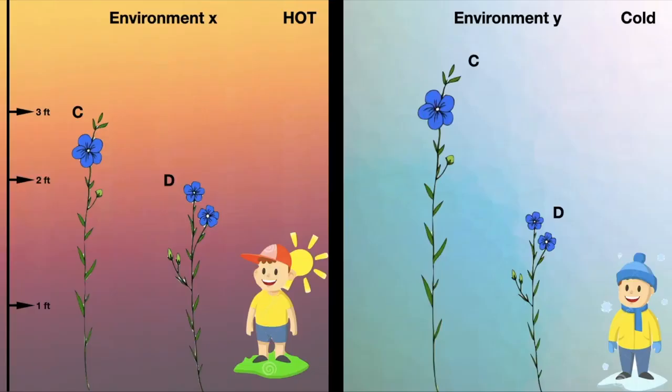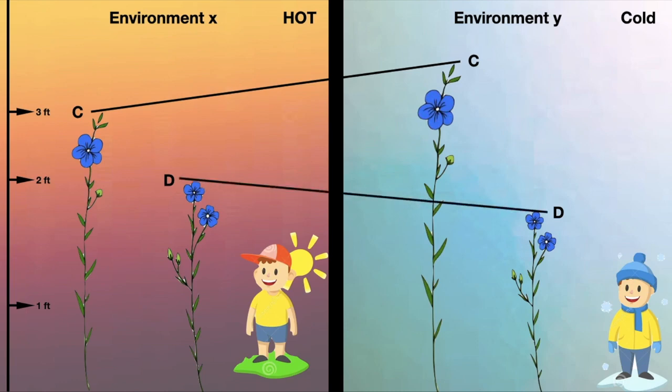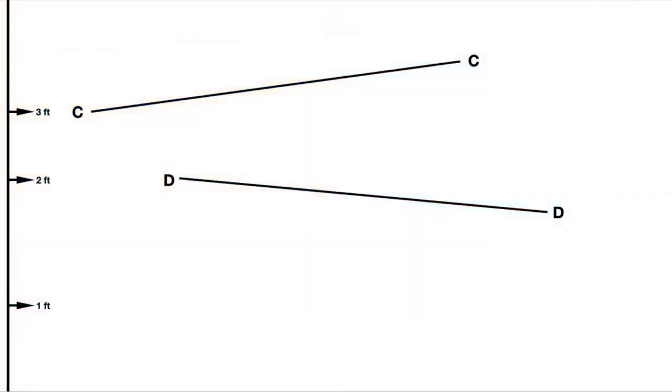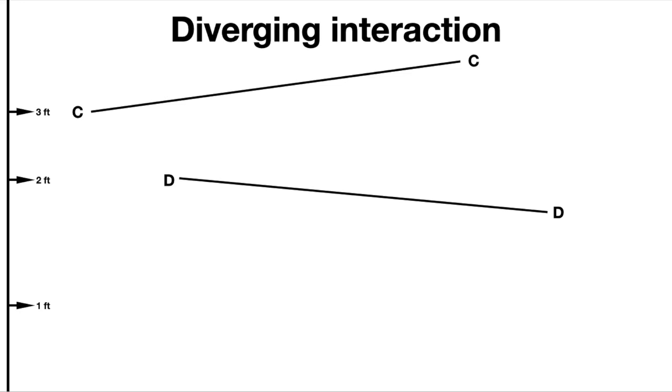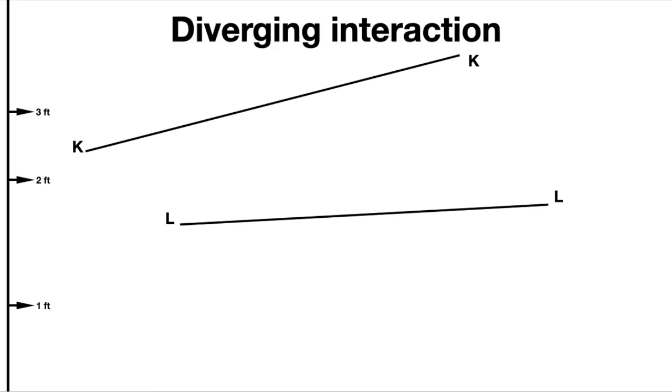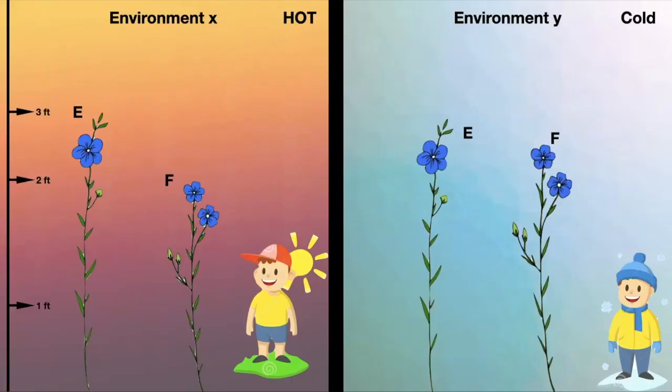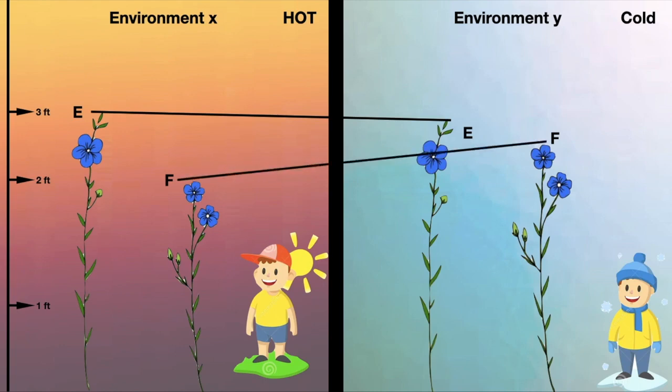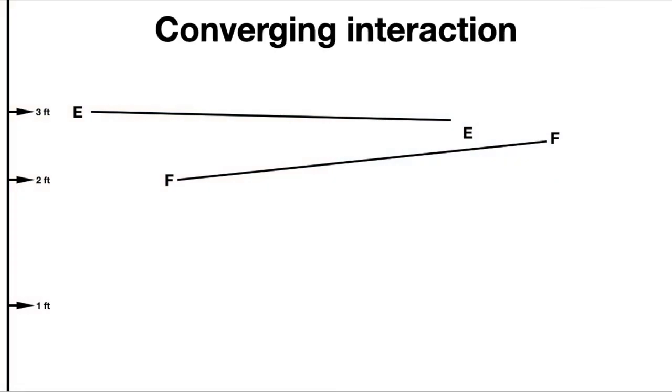In the next case, the height of genotype C has increased in the second environment and the height of genotype D has decreased, and these kinds of interactions are called diverging interactions. And in the case where the benefits do not add up equally across the environments, those kinds of interactions are also called diverging interactions. Then in the contrasting case, the performance of genotype E gets slightly lower in the second environment, while the performance of genotype F gets closer to the performance of genotype E in the second environment. These kinds of interactions are called converging interactions.